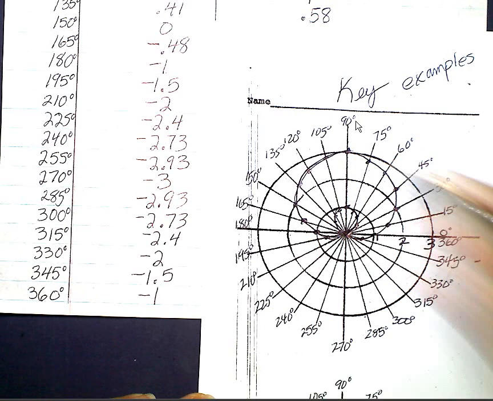Okay, I call this a lily pad. I believe the book calls it a limaçon for its name. But this is what this one looks like. And I'm done. I've graphed all of the points.